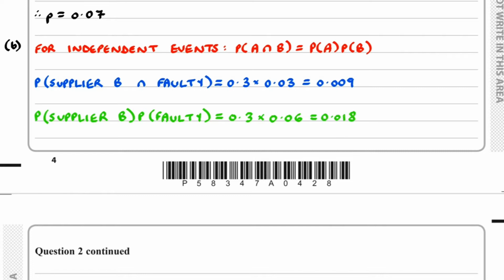0.018. And what we can see from here then is the 0.009 does not equal 0.018. And so the events are not independent.